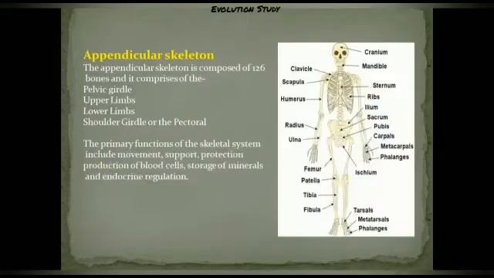Now, what is the appendicular skeleton? The appendicular skeleton is composed of 126 bones and it comprises the pelvic girdle, upper limbs, lower limbs, and shoulder girdle or the pectoral girdle. The primary functions of the skeletal system include movement, support, protection, production of blood cells, storage of minerals and endocrine regulation. A picture of the same is given here on the right-hand side.